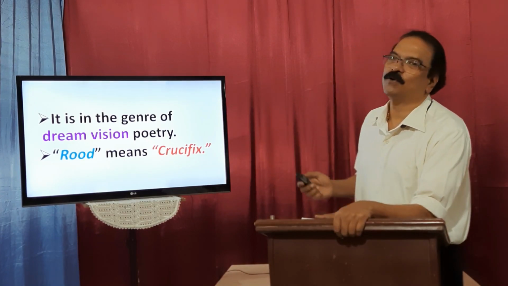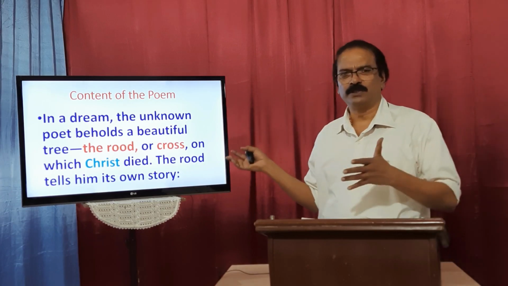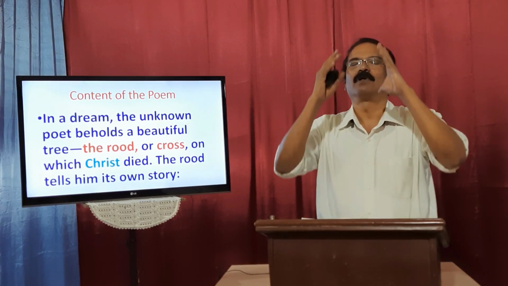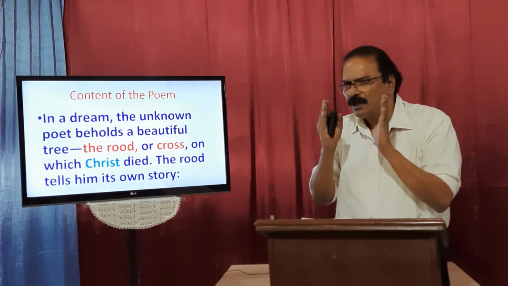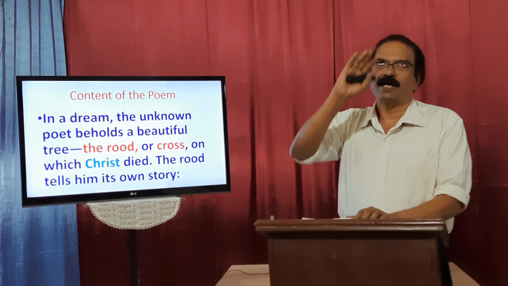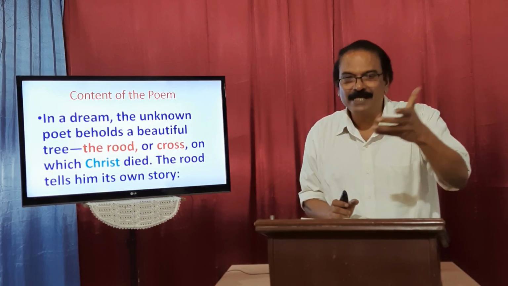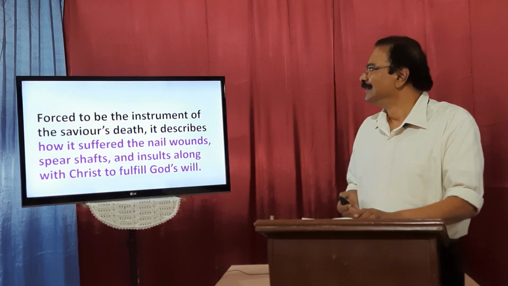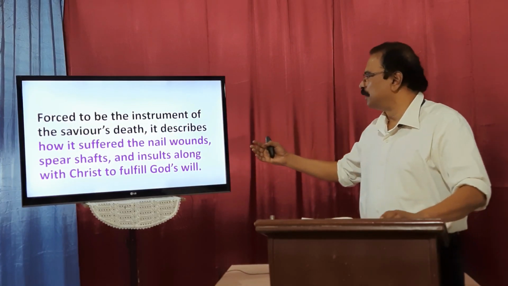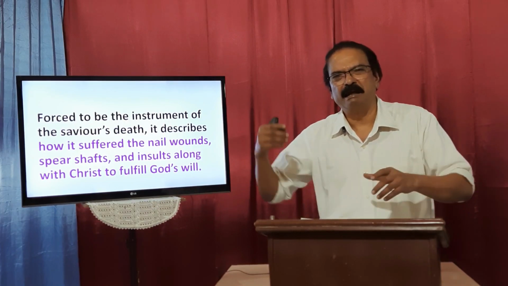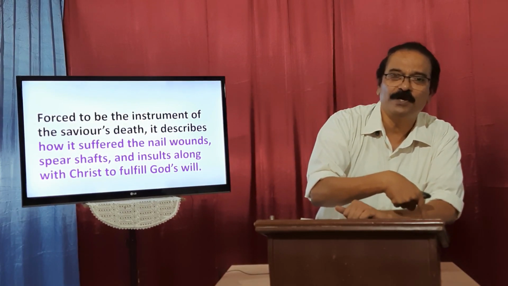Now, rood means crucifix. In a dream, the unknown poet, you don't know who the speaker is here, beholds a beautiful tree. That is the rood or cross. Here the meaning is the cross or the wood on which Christ died. So the narrator dreams of a cross on which Christ died. Now this cross in his dream tells him the story, the story of the cross. The cross tells how it has been forced to suffer the nail wounds. Jesus was crucified on the cross, so the nails pierced through his body into the wood, into the cross.